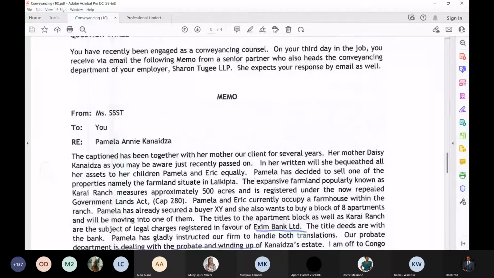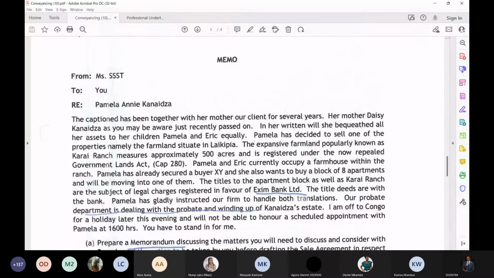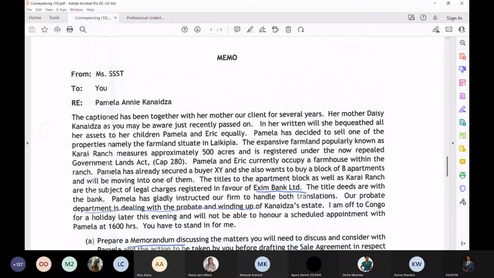To you, Pamela Kanaidza. The client has been together with her mother, our client for several years. Her mother, Daisy Kanaidza, as you may be aware, just recently passed on. In her written will, she bequeathed all her assets to her children, Pamela and Eric, equally. Pamela has decided to sell one of the properties, namely the farmland situated in Laikipia.